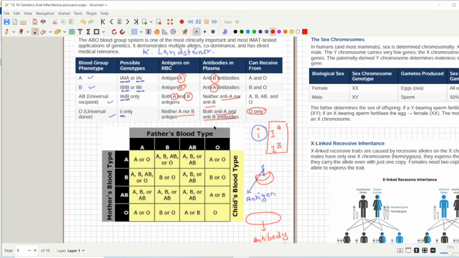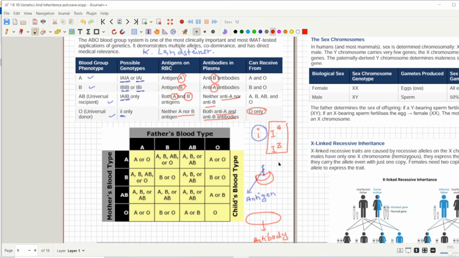You are understanding my point? If there is no antigen, then how can the antibody kill it? The antibody will see, oh, this is antigen B, I have to kill it, or this is antigen A, I have to kill it. But if there is no antigen at all, how will the antibody recognize that cell? And if it cannot recognize it, then the antibody cannot kill that cell. That's why O blood group is the universal donor. So blood group AB can receive any blood group, they are called universal recipients, and blood group O are universal donors, they can donate to any blood group possible.